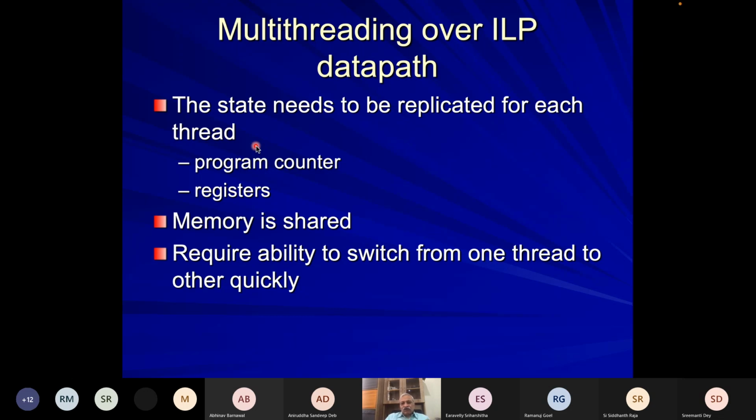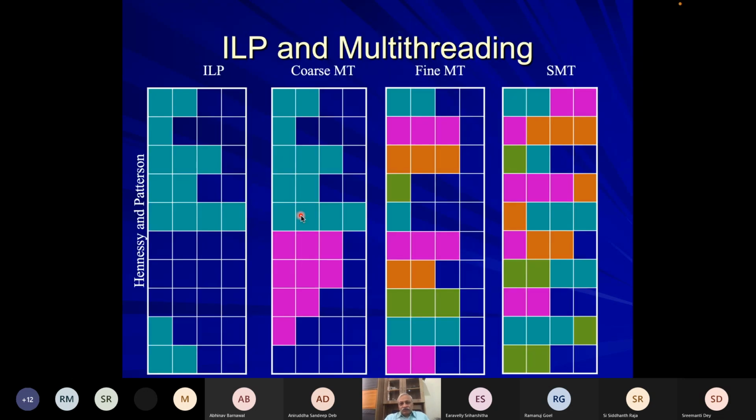So you may have situations where one thread has enough independent instructions, so the EUs can be filled with that. But if you don't, you can take up instructions from another thread. The memory is still shared, and you need the ability to switch from one thread to another thread quickly.